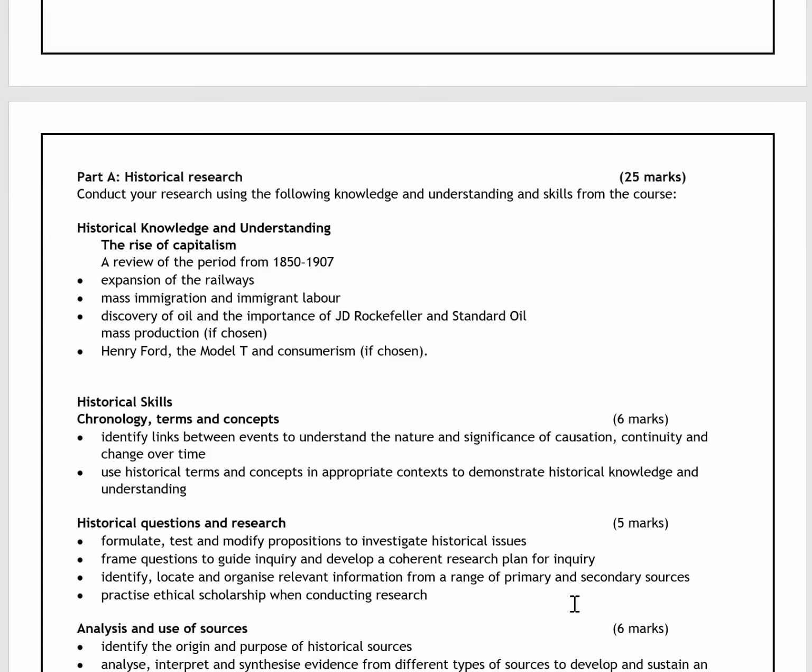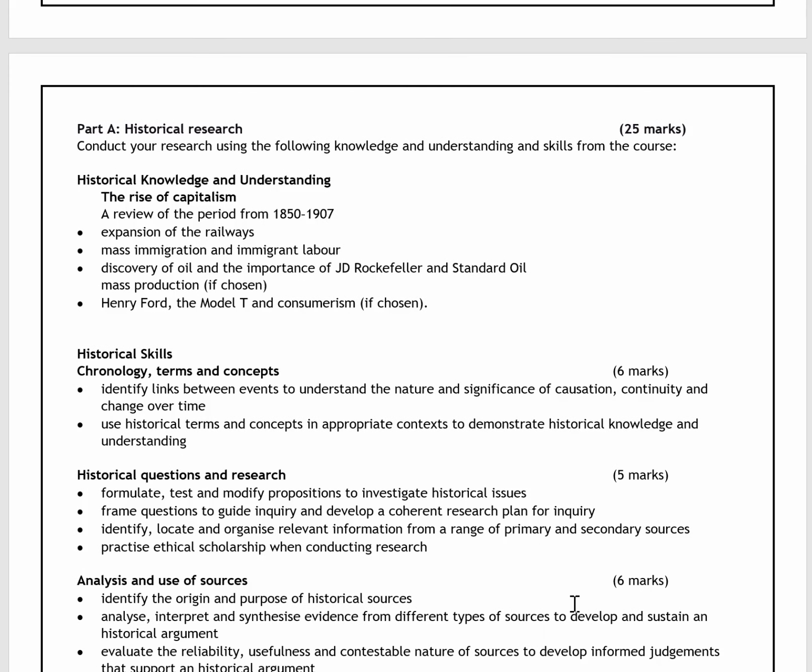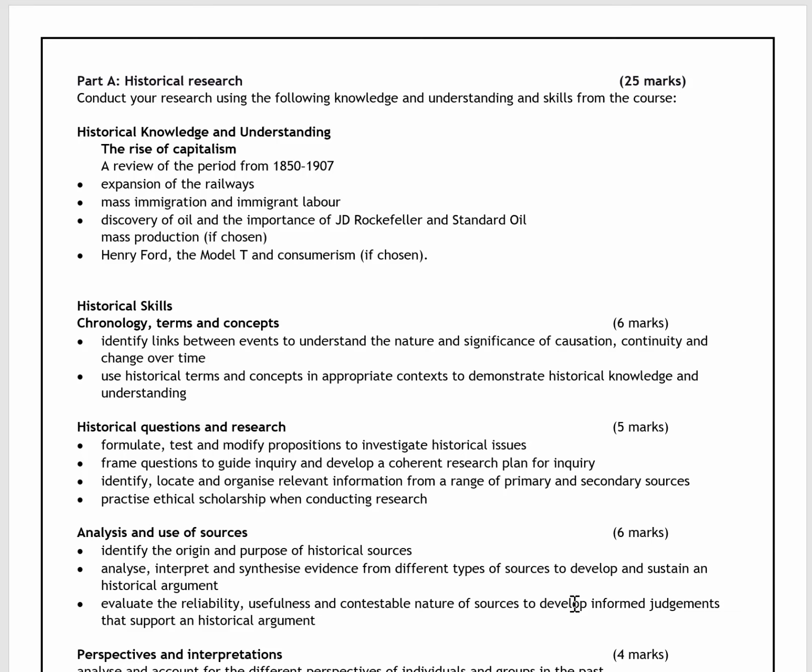Okay, so these are the requirements. These are the skills that I linked to in your syllabus, and this is also the direct link for marks to your marking key. The marking key is at the end, so we'll go through that, but it's just very quickly looking at the points. The historical knowledge and understanding is this rise of capitalism.